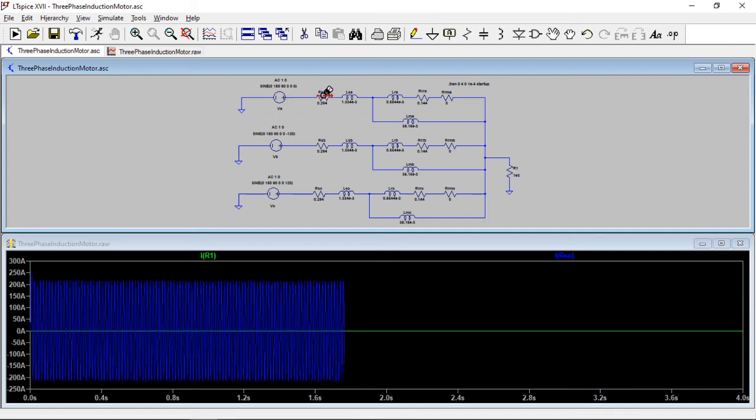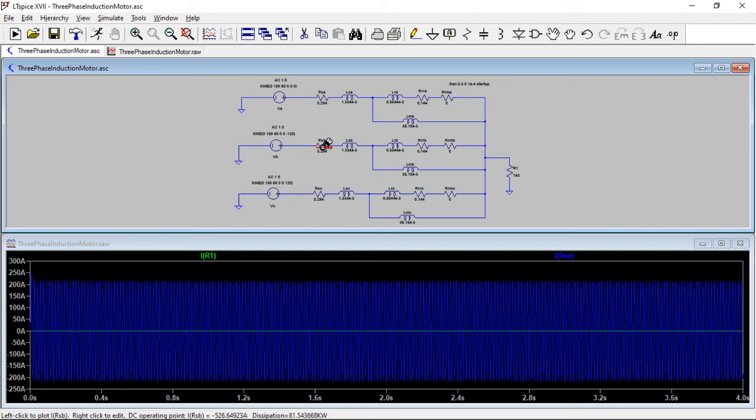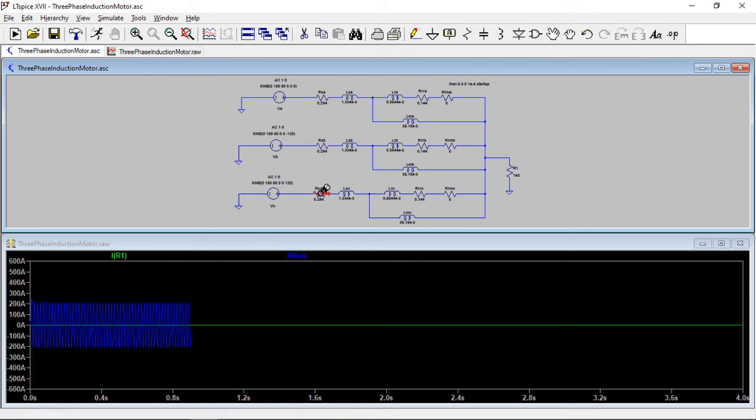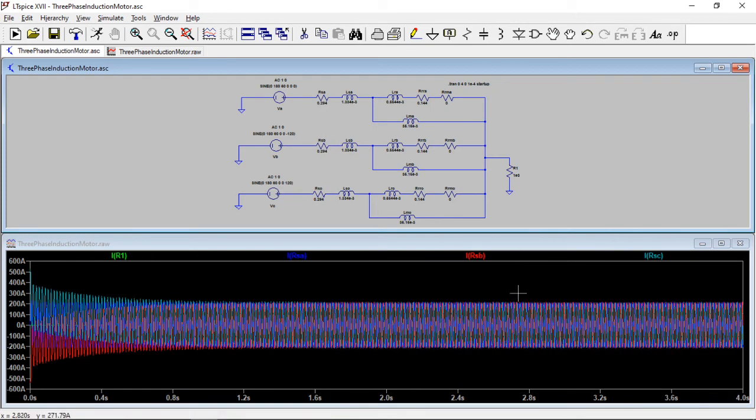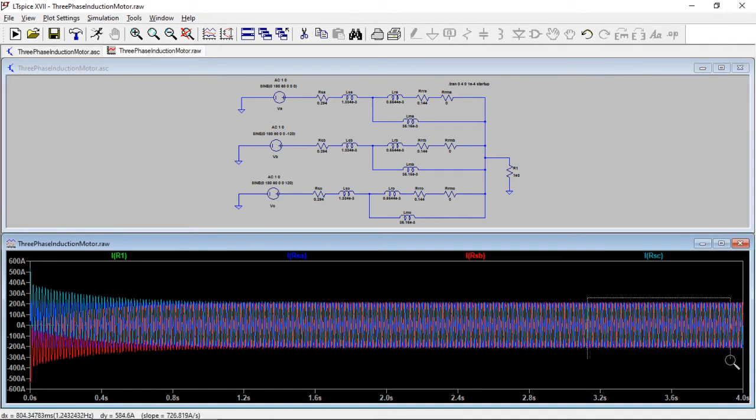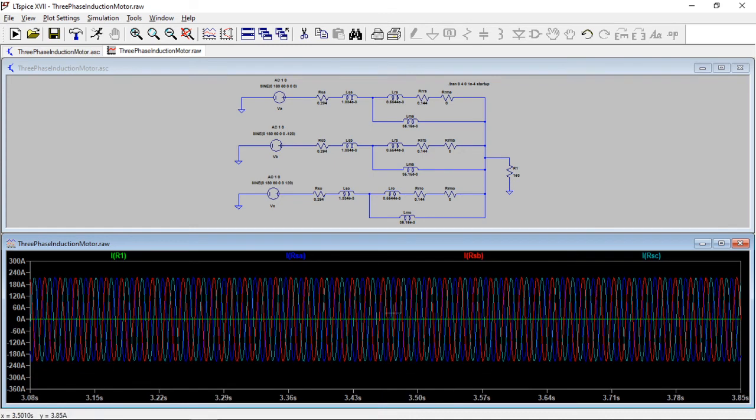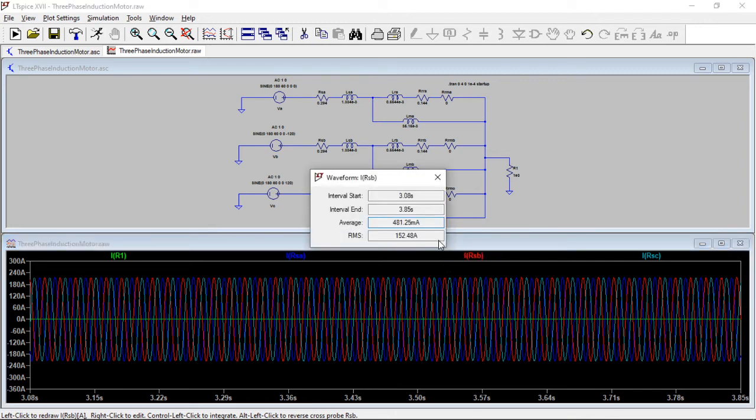Let's just verify there is current flowing through there, and through there, and through there. As you can see, it hadn't really stabilized at 1 second. It was still kind of going on, but by letting it simulate a little bit longer, we got a better simulation here. Okay, let's hit the control key and press this, and yeah, about 152 amps on each one.